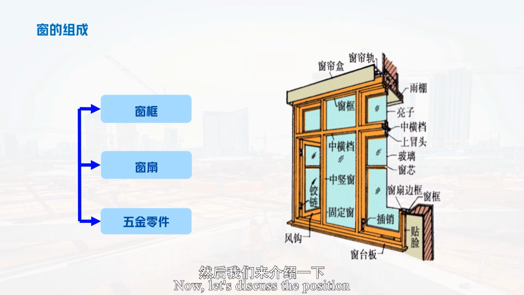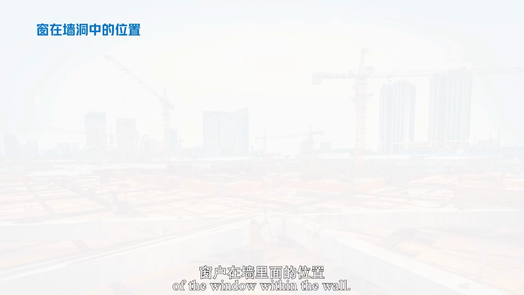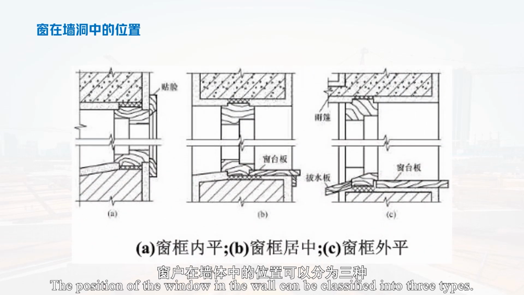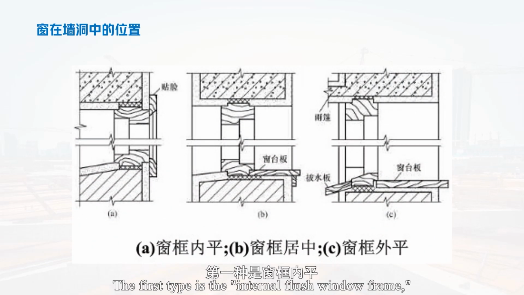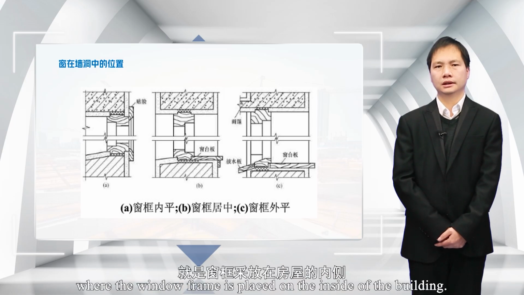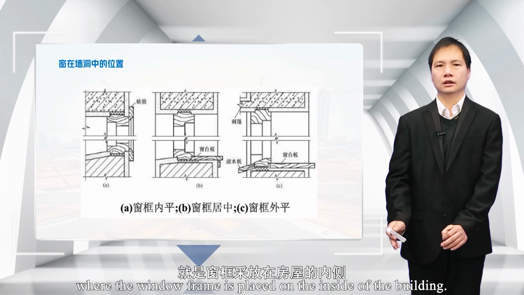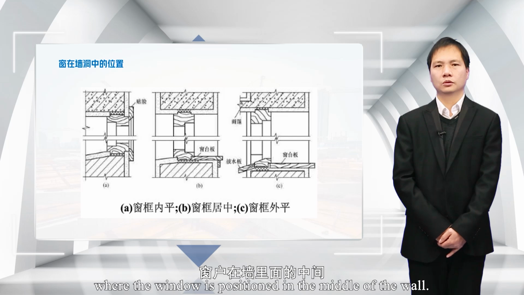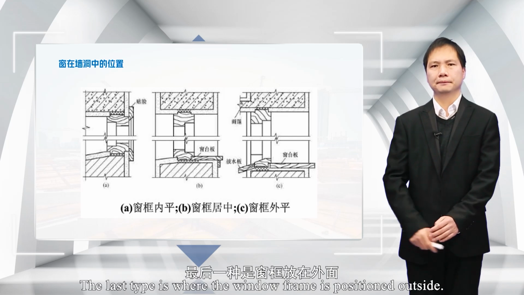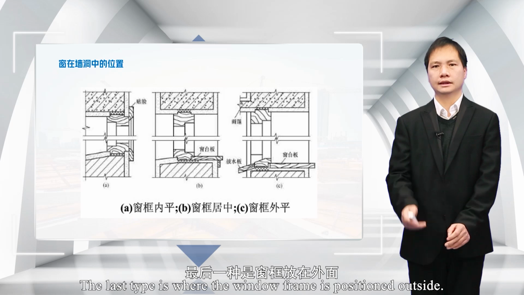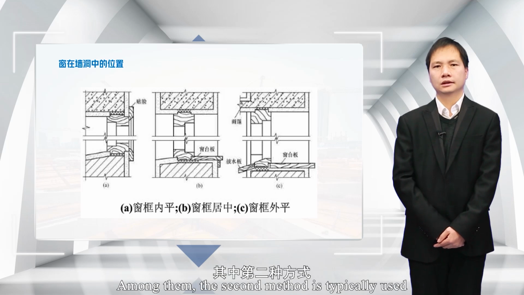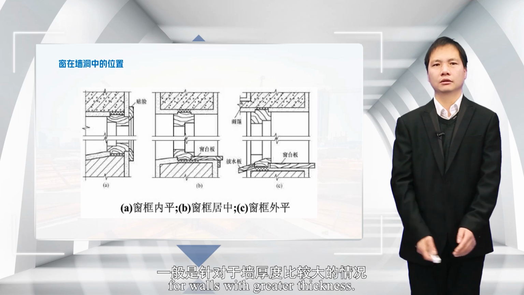Now, let's discuss the position of the window within the wall. The position of the window in the wall can be classified into three types. The first type is the internal flush window frame, where the window frame is placed on the inside of the building. The second type is the centered window frame, where the window is positioned in the middle of the wall. The last type is where the window frame is positioned outside. All three methods are viable options. Among them, the second method is typically used for walls with greater thickness.